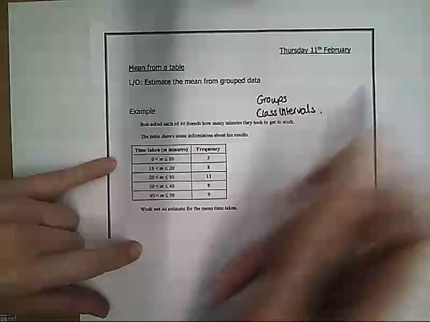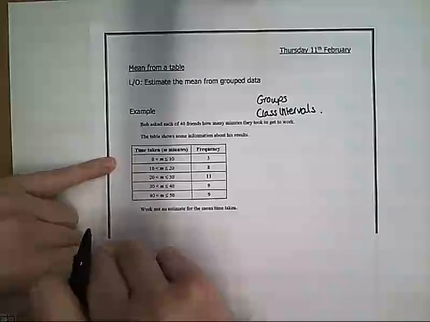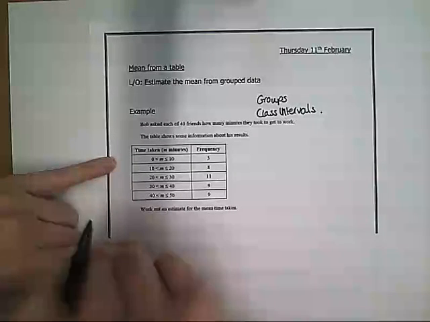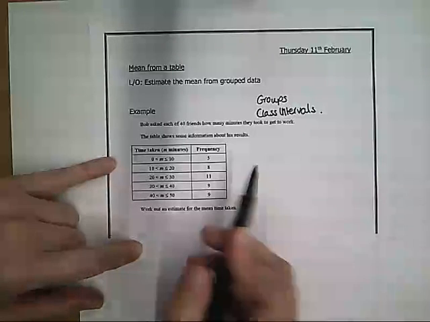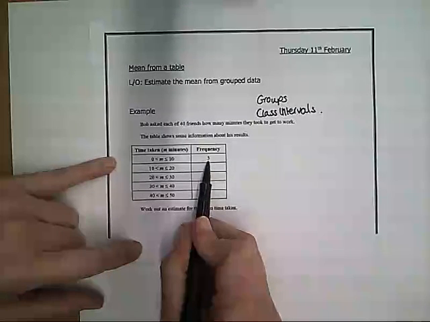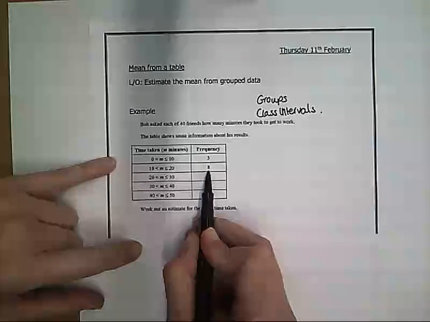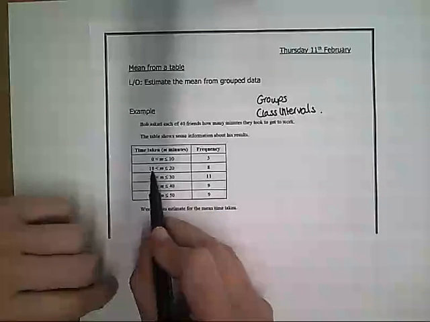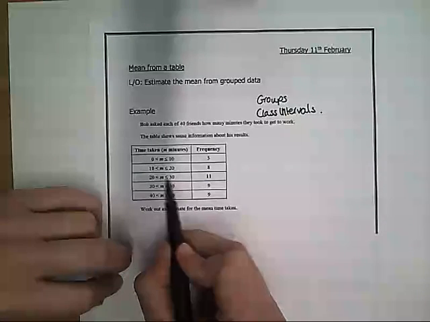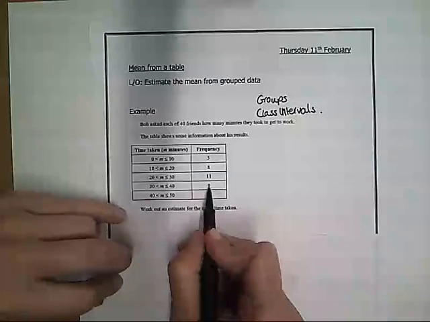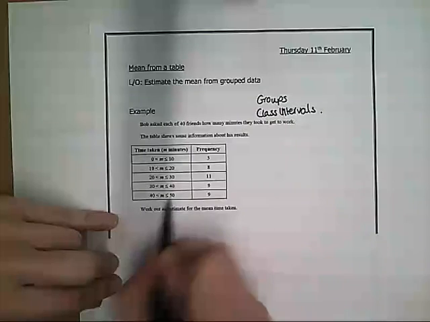So if we look at this table, it says Bob asked each of his 40 friends how many minutes they took to get to work. The table shows some information about his results. So what this means is 3 people took between 0 and 10 minutes. 8 of Bob's friends took between 10 and 20 minutes. 11 people took between 20 and 30 minutes. 9 people took between 30 and 40 minutes. And 9 people took between 40 and 50 minutes.